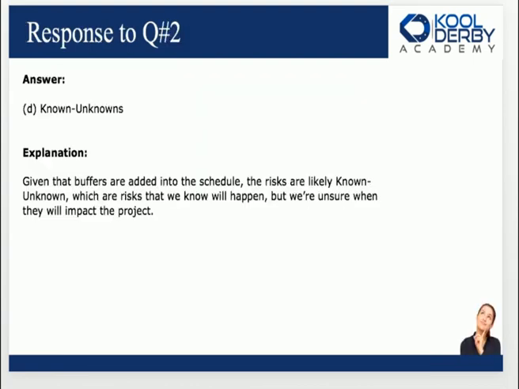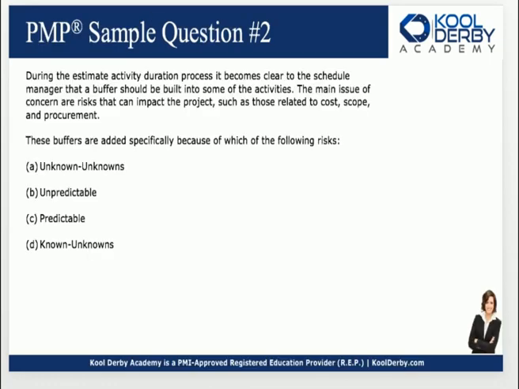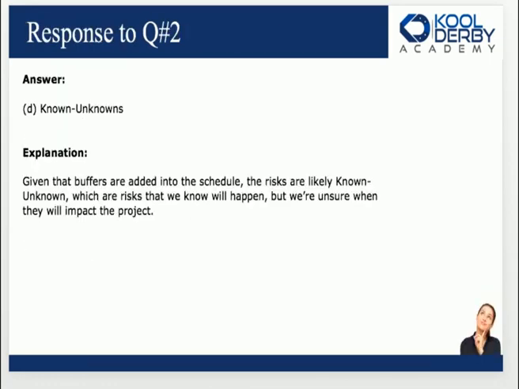All right, so the answer was known unknowns. Given the buffers are added, so we were told that cost, scope, and procurement were already added. The buffers were added. The risks are likely known unknown, which means that the risk will happen or they can happen on the project, but we're not sure exactly when they will impact the project. Known unknown means that we know they can happen. We know they probably will happen. We just don't know when.